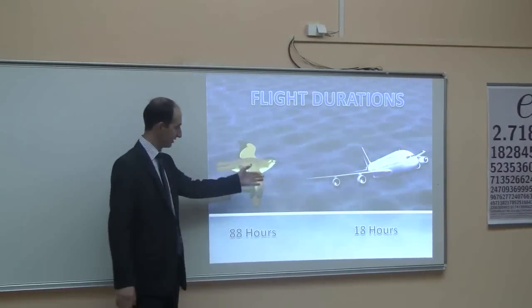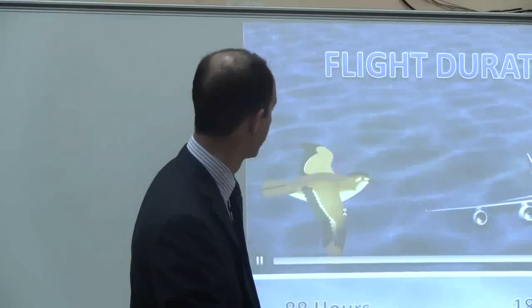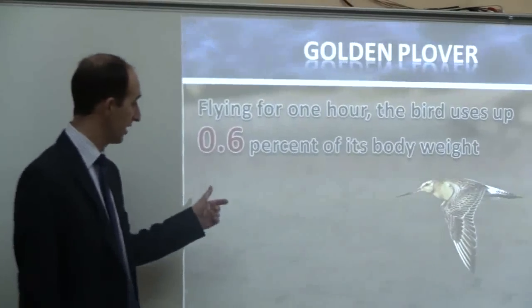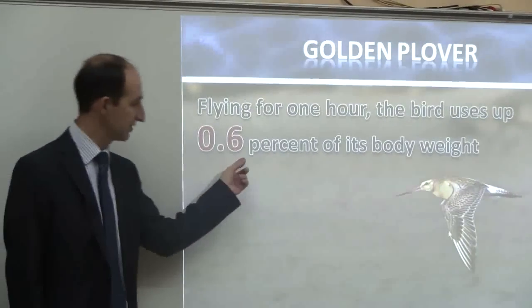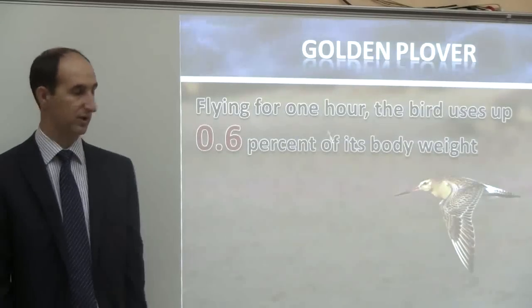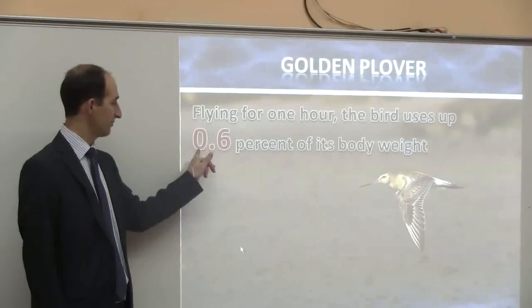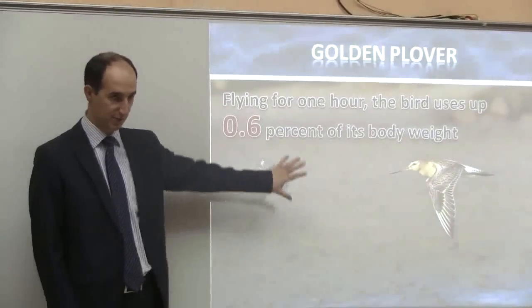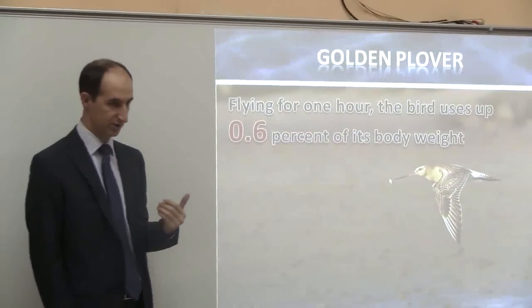And because of that, at the beginning I said it's our hero. So, what about the problem, our problem? Now we will solve the problem. But first of all, I should give you this information, because without using this information, we cannot solve our problem. Flying for 1 hour, the bird uses up 0.6% of its body weight. Of course, scientists gave us this percentage.